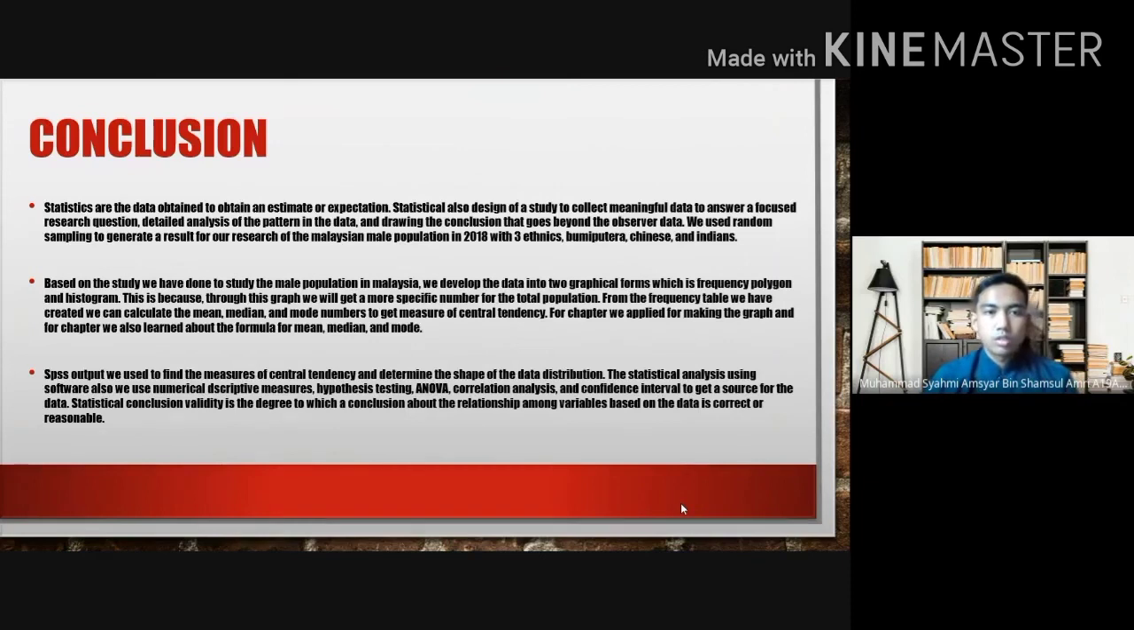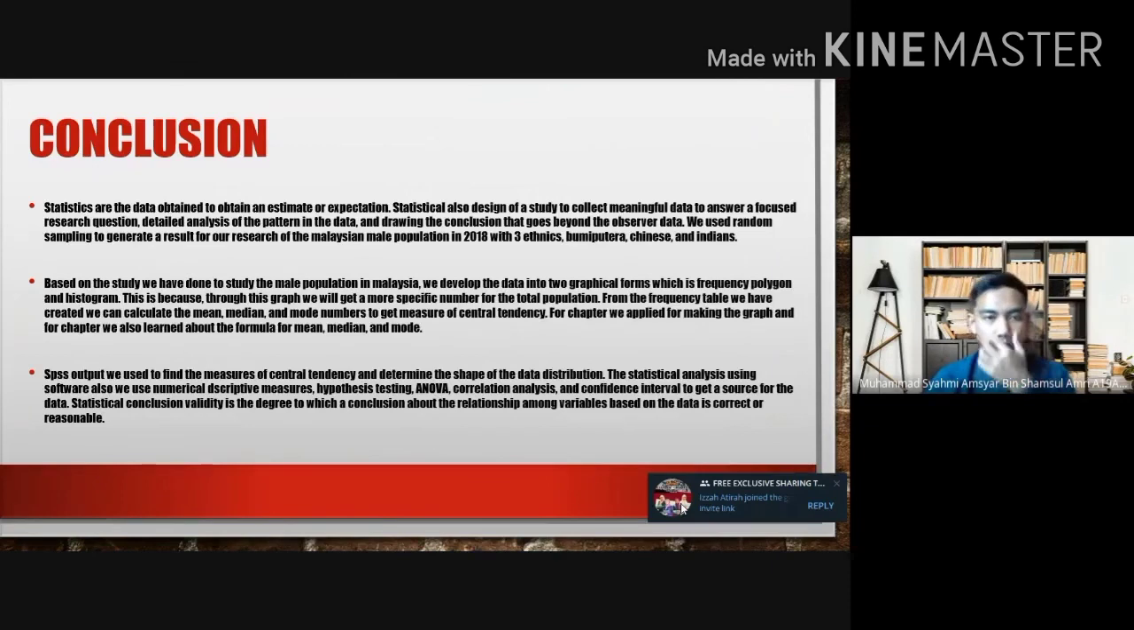This is because through these graphs, we will get a more specific number for the total population. From the frequency table we have, we can create and calculate the mean, median, and mode to get the measures of central tendency. In one chapter we applied this for making the graphs, and in another chapter we also learned the formulas for mean, median, and mode. Lastly, we used SPSS output to find the measures of central tendency and determine the shape of the data distribution. The statistical analysis using software also used numerical descriptive measures, hypothesis testing, ANOVA, correlation analysis, and confidence interval to get a score for the data.